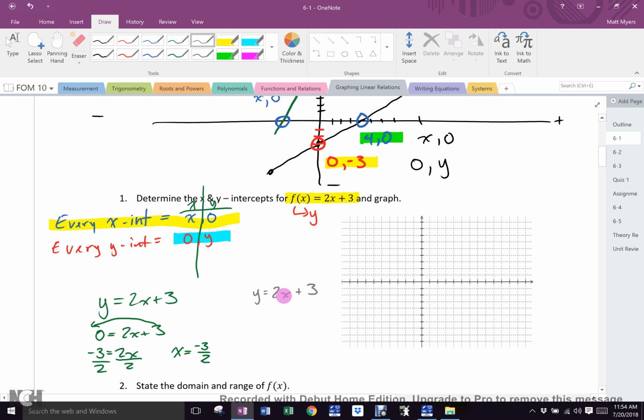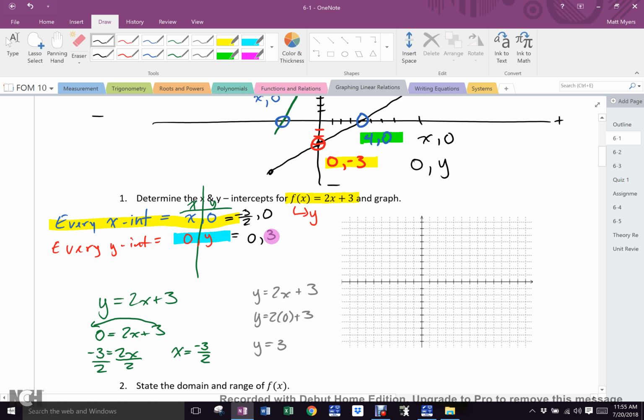X is 0. So what do I put there? Y equals 2 times 0 plus 3. What's 2 times 0? What's 0 plus 3? So y equals 3. Now, do I have my coordinates? I have an x. I don't know an x. So my x-intercept is negative 3/2, 0. I have a y. I don't know a y. So my y-intercept is 0, 3.